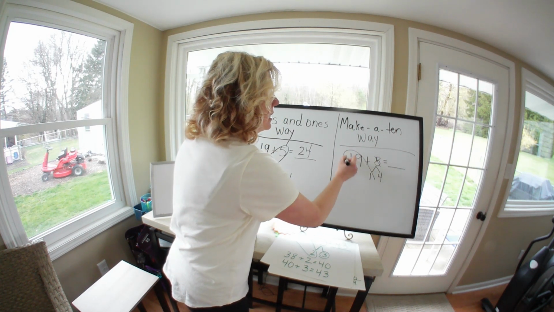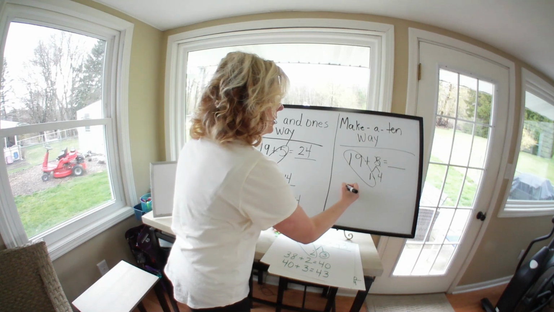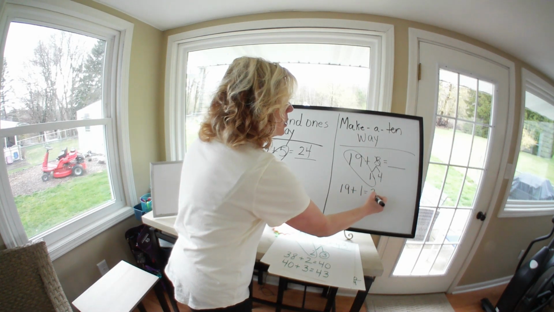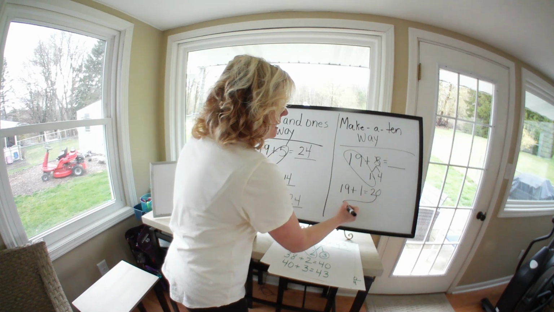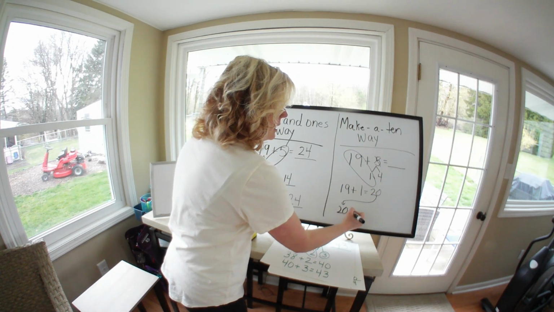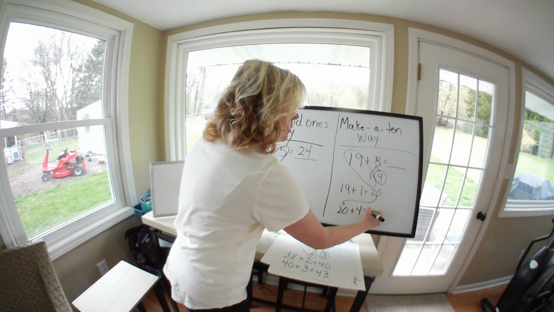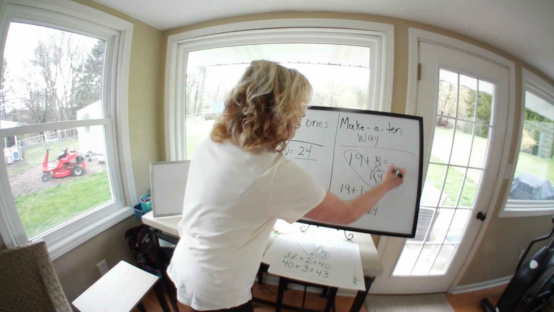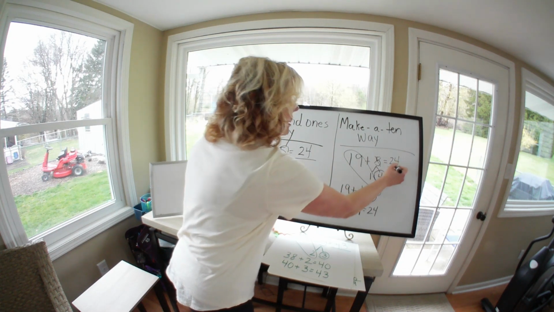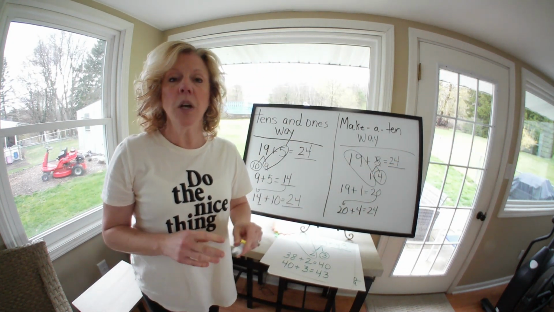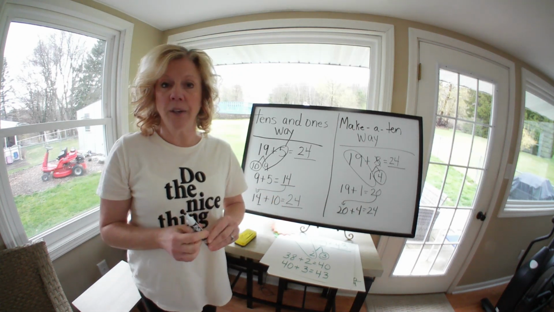So I'm going to circle these two here. So 19 plus 1 more equals 20. But now I've got to bring that 20 down and add it to the number I didn't use, which is 4, which again gives me 24. Did I come up with the same answer both ways? Absolutely. So there are different choices for you.